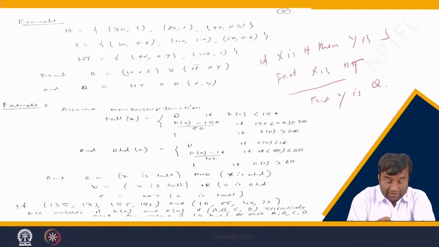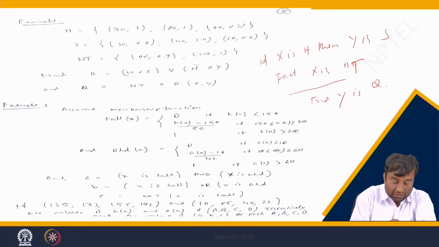Another question is that there are two fuzzy sets, tall x and old x. These are the outputs of hx. If the height is below 150 centimeters, then it is not at all tall, so 0. If it is between 150 and 200, then the membership is (hx minus 150) by 50. If hx is 200 or more, then it is surely tall, so it is 1. Old x is about age. If it is less than 18, it is not old age. From 18 to 60, that is the membership function, and greater than 60, it is 1.